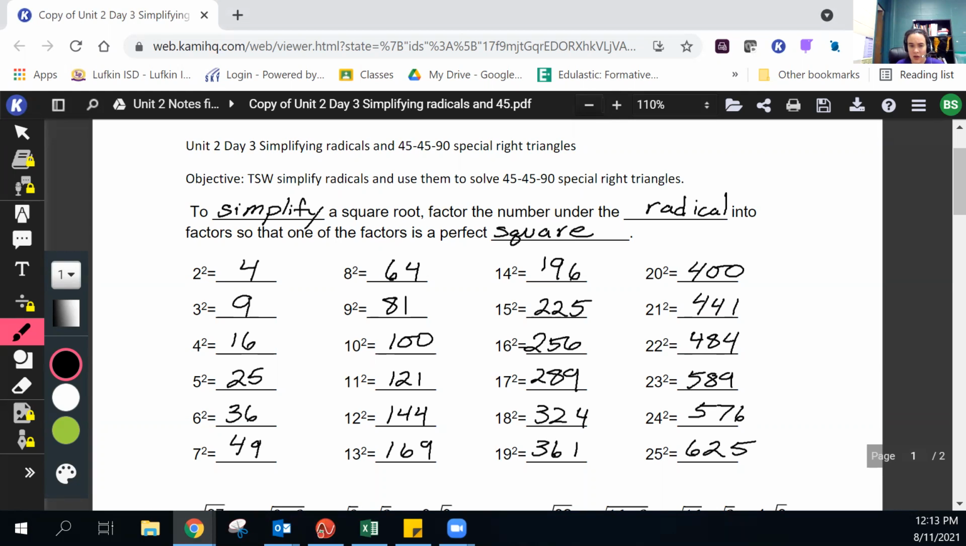So again, 2 through 15, you should really know off the top of your head. I'll make it easier for this unit. The rest of them, you may just want to keep in mind.